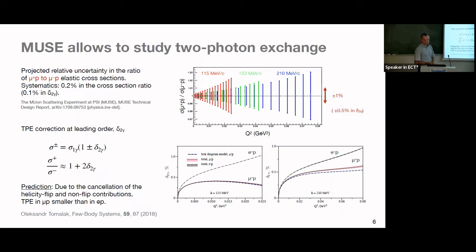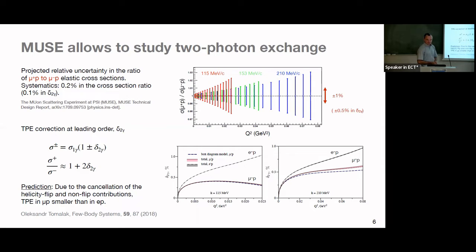Also here, the plot on the upper right shows the expected precision of the data from MUSE, as a function of Q-square for that ratio. Also here, you can imagine that if you bin a little bit coarser, we certainly will be able to get a statistical precision which is comparable to maybe 1%. If you extract the cross sections and calculate the ratio, you're directly sensitive to photon exchange effects.